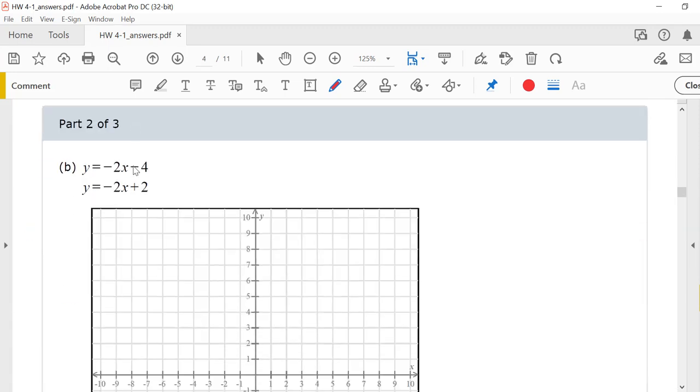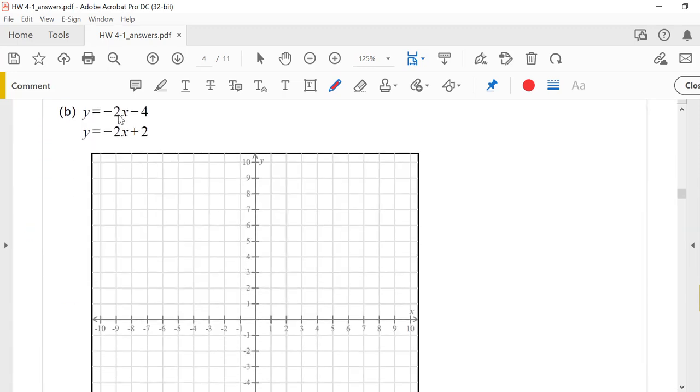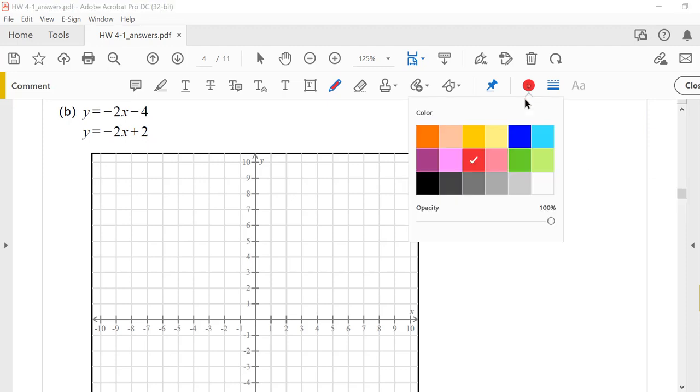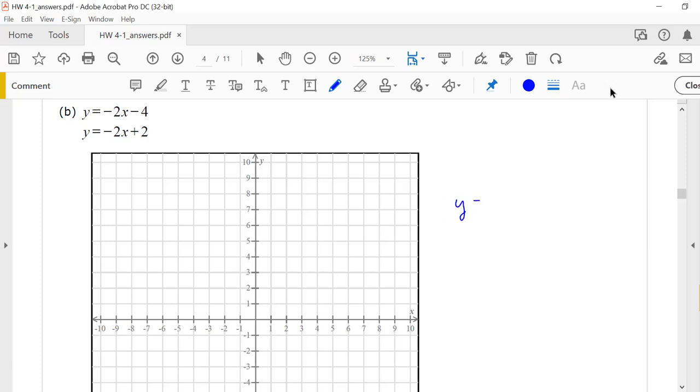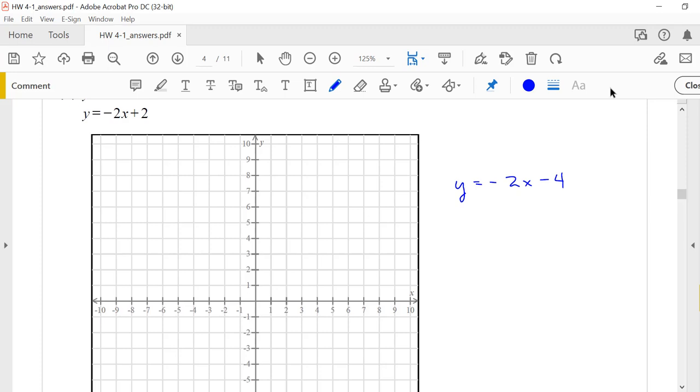All right, second system. Y equals negative 2x minus 4. Y equals negative 2x plus 2. So let's graph y equals negative 2x minus 4 in blue. Y-intercept is negative 4. The slope is negative 2. So I'm going to choose to go up 2 and left 1. Up 2, left 1. Here's my blue line.